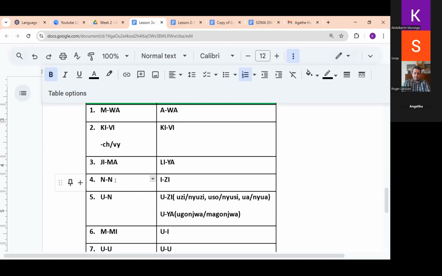So we want to say the computer is working. How do you say computer is working, Dada Angelica? Computer inafanya kazi. Yes, computer inafanya kazi. What about the plural?